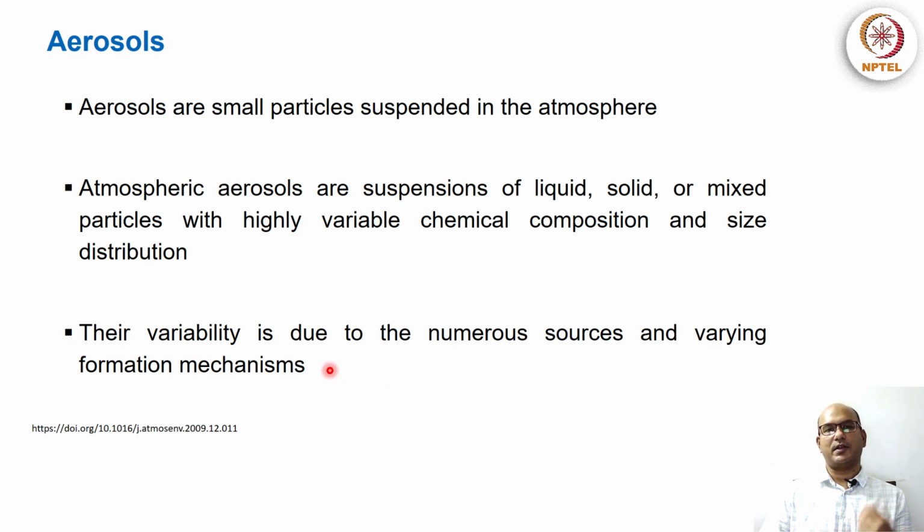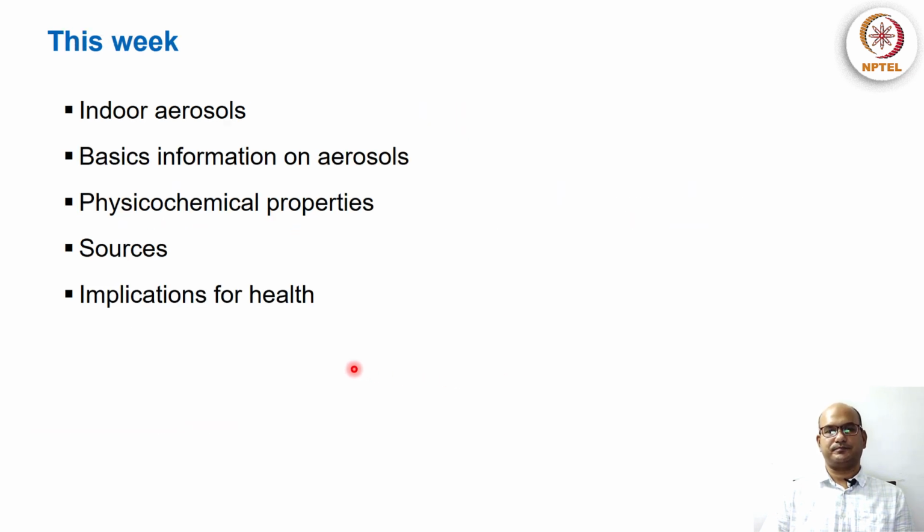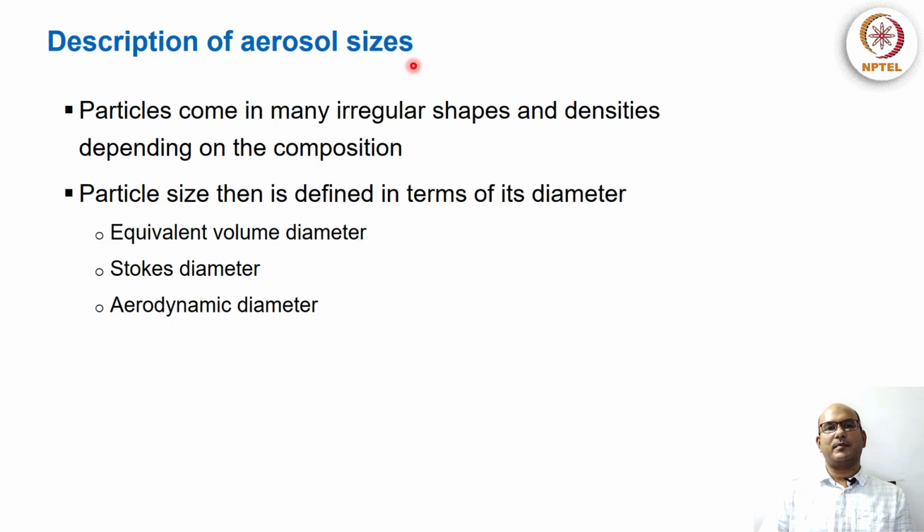Maybe it is a soil particle that just resuspends from soil, or it could be a gas that cools down and then condenses. So the formation mechanisms and sources can be different, and these lead to different characteristics of aerosols. So in this week we will cover indoor aerosols, a little bit of basics, physicochemical properties, sources, and a little bit on health. Aerosols can come in a lot of irregular shapes and densities, and that again depends on their formation mechanisms and their sources.